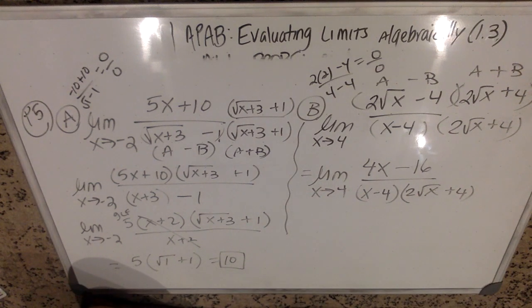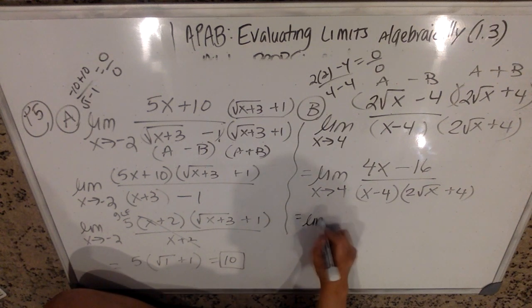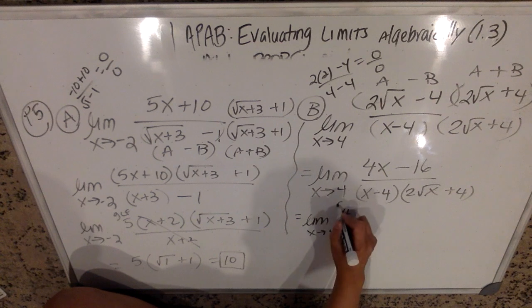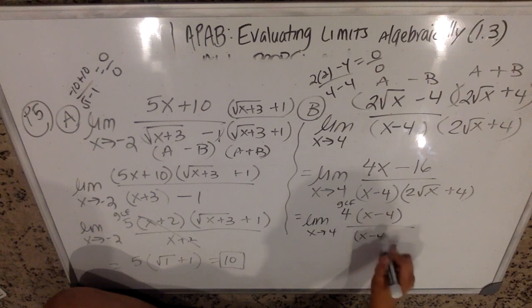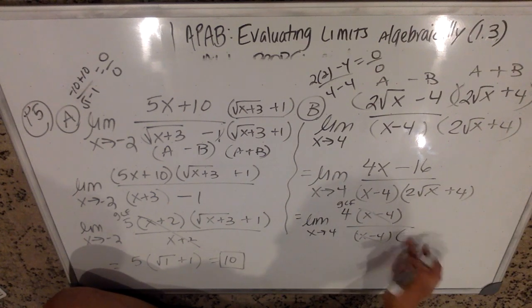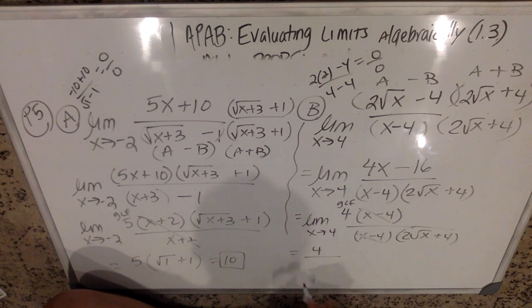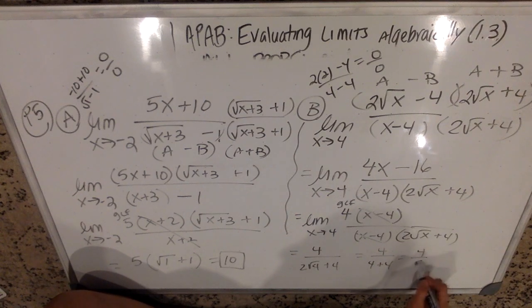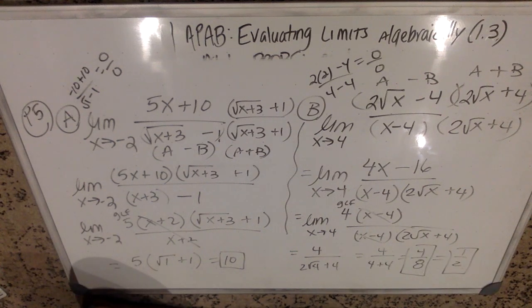Now, the top has a GCF of 4, and if I factor that out, it's going to cancel this factor. So I get limit as x approaches 4 of a 4, because that's the GCF, times this x minus 4 over this x minus 4, which is totally going to cancel, times this 2 root x plus 4. So when I plug in, I'm left with a 4 on the top, and on the bottom, I get 2 root 4 plus a 4, which is 4 over 4 plus 4, or 4/8, which you can leave as 4/8, or you can make it a half. Okay? So that's simplifying algebraically so that you can evaluate limits.